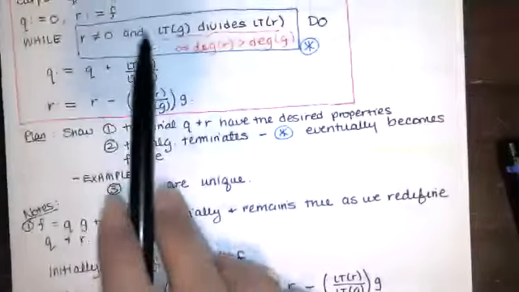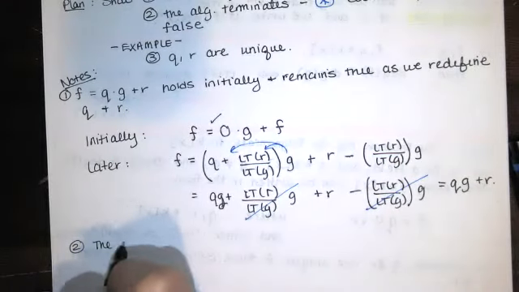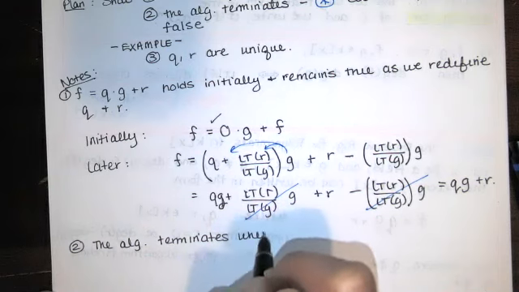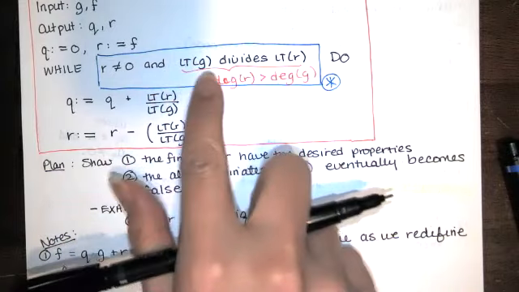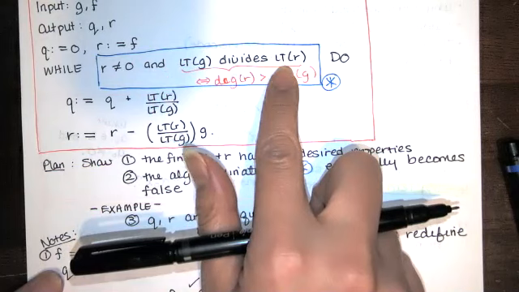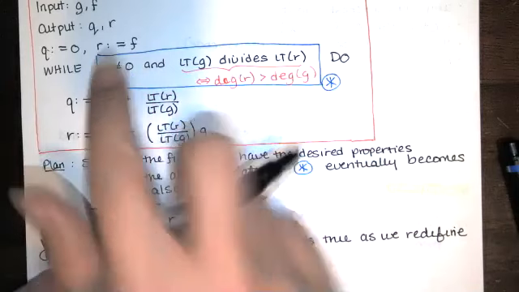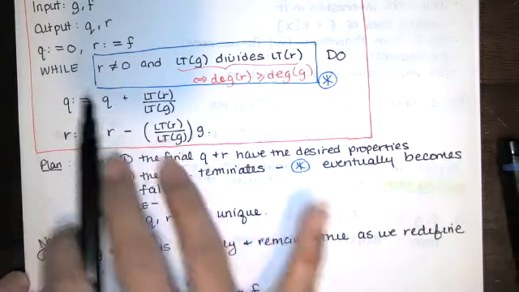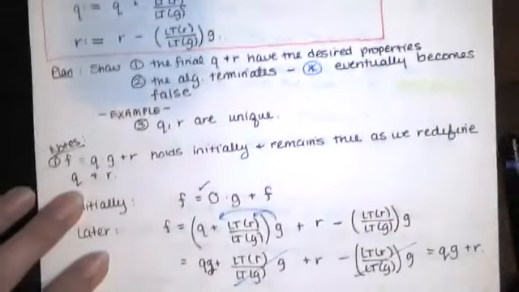So first of all, the algorithm terminates under these conditions when this is false. So the algorithm is going to terminate when R is equal to 0, or this is no longer true. Well, if the leading term of G divides the leading term of R, that means the degree of R is greater than, or actually, greater than or equal to, the degree of G. If this is not true, that means R is equal to 0 or the degree of R is less than the degree of G.